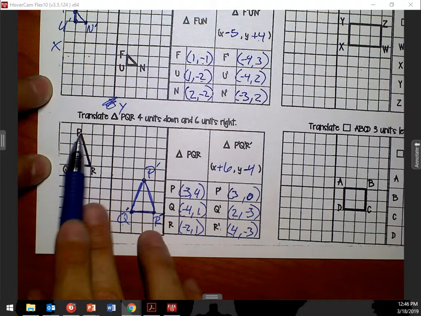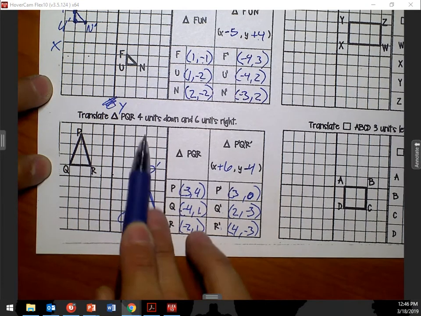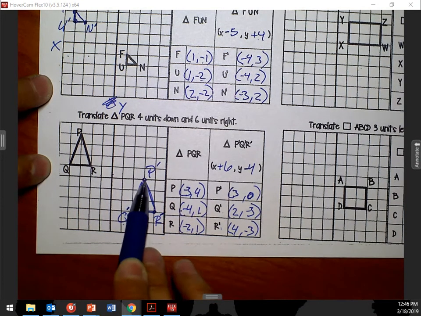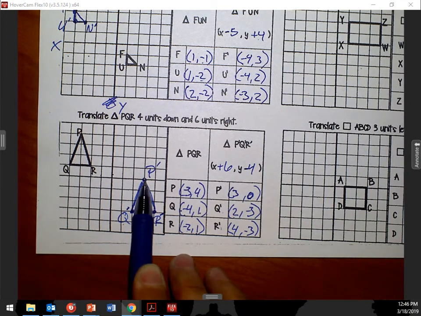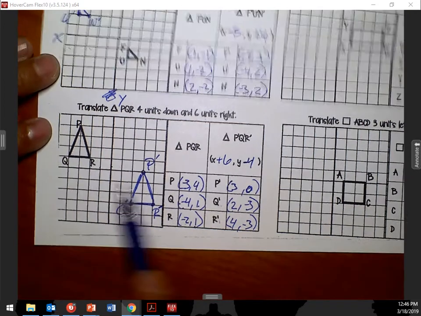All right, so let's verify it. 6 units to the right. 1, 2, 3, 4, 5, 6. Down 4. 1, 2, 3, 4. There we go. Right on time, right? So there's 2 ways of doing it. We could move it on the graph, or we could do the math.